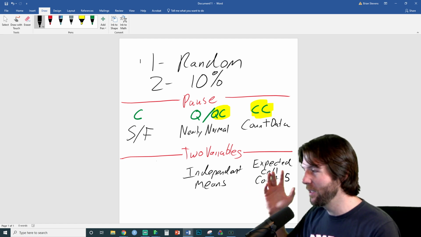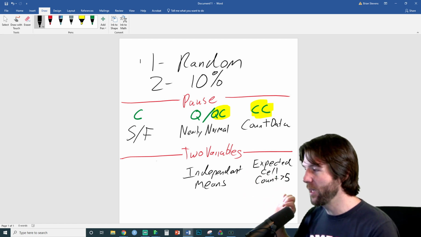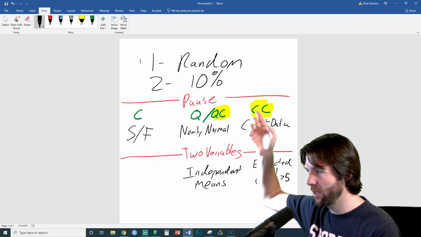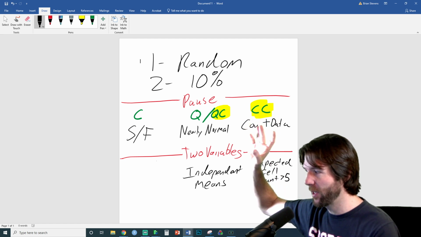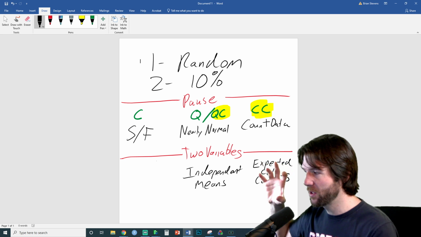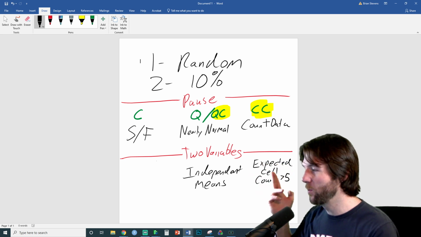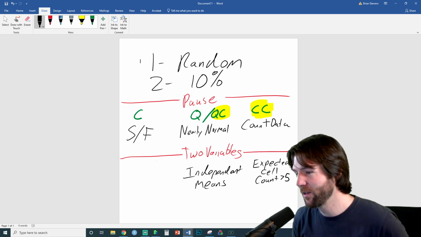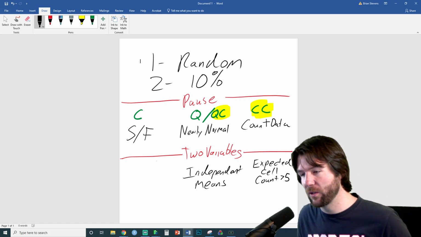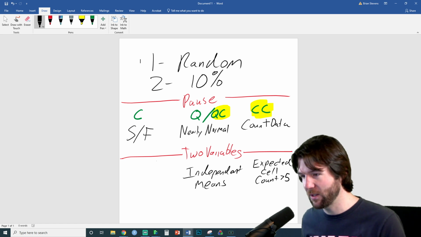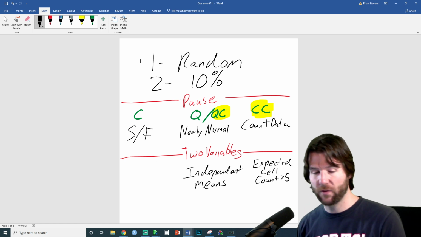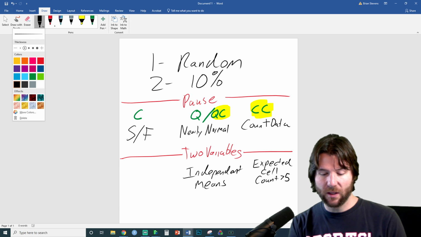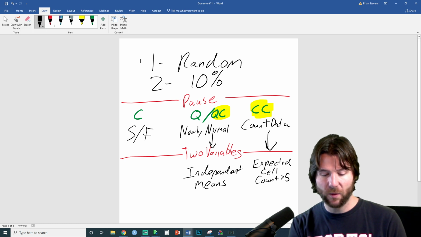And then the fourth condition exists when we have two variables, like quantitative categorical is a two variable thing, a bivariate relationship. So we want to see if the two means are independent. And then with count data, we want at least 5 expected cell counts. We covered that in lecture yesterday. So independent means is with two variables for QC, and expected cell count greater than 5 is for this one right here.